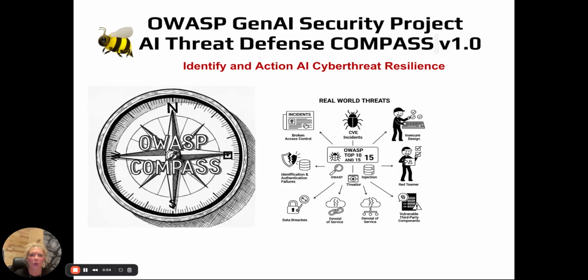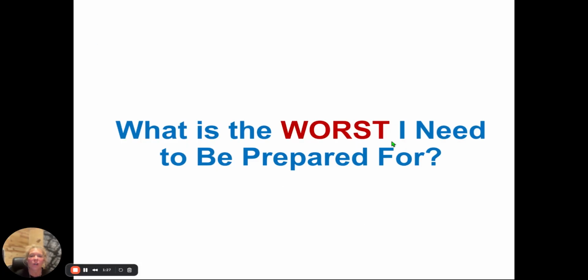That's the purpose behind OWASP GenAI Security Project AI Threat Defense Compass. It's to help you identify and action AI cyber threat resilience. It was created for CISOs, red teamers, privacy officers, your legal teams, anyone who is concerned or tasked with deploying AI securely within your organization. It operationalizes all of the great resources that you get from the OWASP GenAI project, all trying to answer the question, what is the worst thing I need to be prepared for?